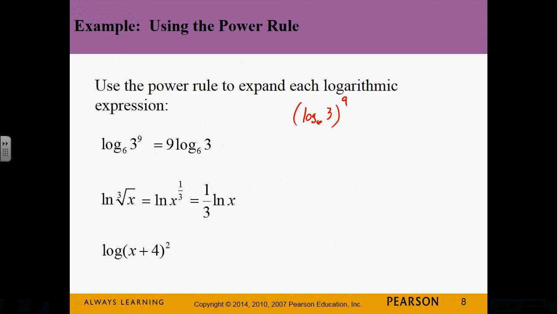All right, what about log of x plus 4 squared? What's the square on? Is the square on just the argument, or is the square on the whole thing? It's only on the argument, right? So we can pull it out front.